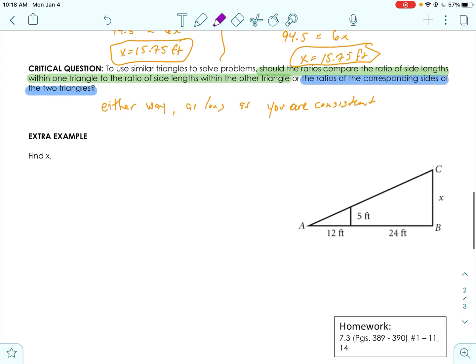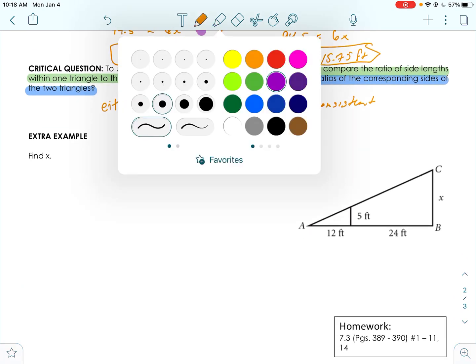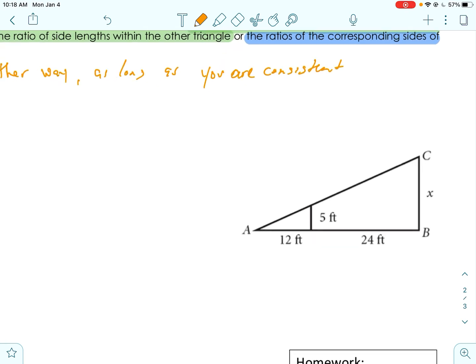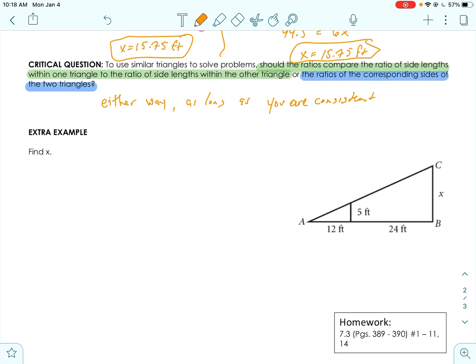So looking at one last example, we want to find the value of x. These are similar triangles. So we have two triangles. We have this little triangle right here, and we have the big triangle. So what we want to do is figure out the measurement of x.